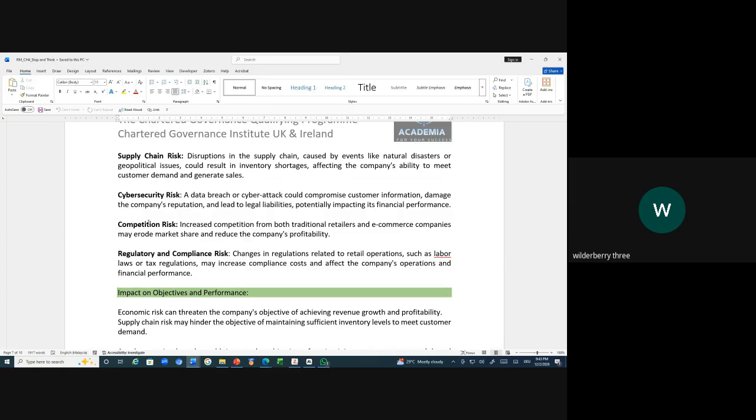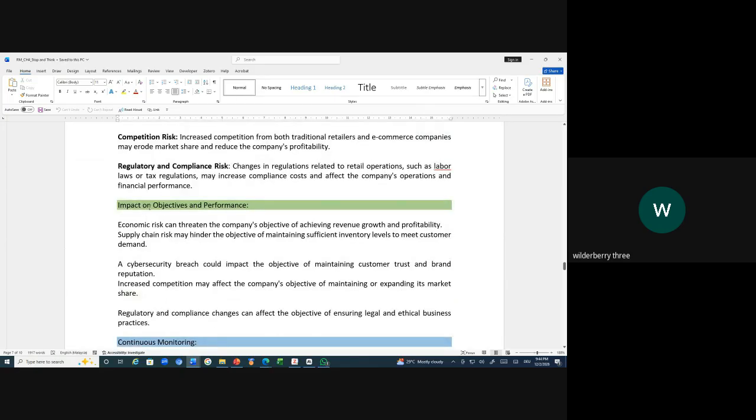Competition risk. Then we have the regulatory and compliance risk. What are the impacts on the objectives and performance? Of course, if you look, for example, at a cybersecurity breach, then you lose trust with your customers, and you might even lose your reputation. Leaking data is also a serious crime, in my opinion, because you cannot sell the identities of other people and make business out of it. But it happens.